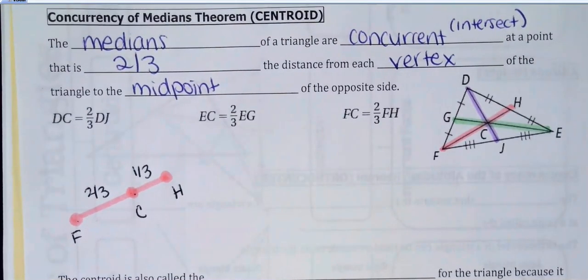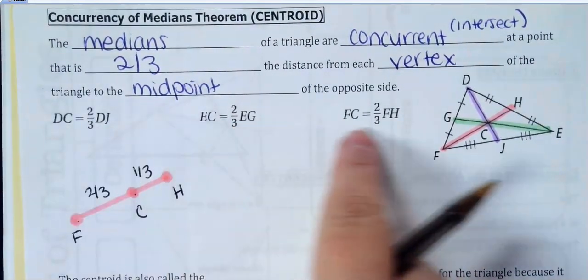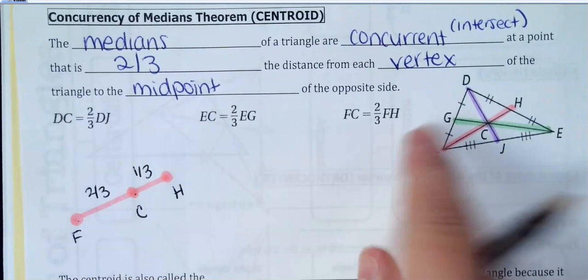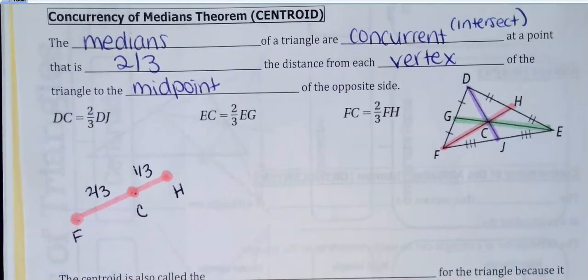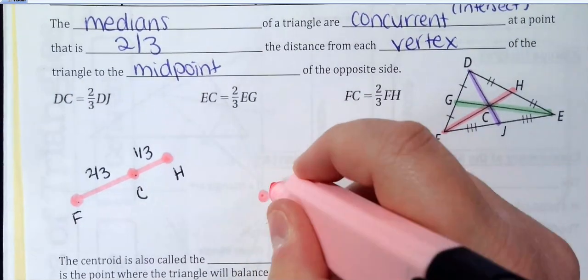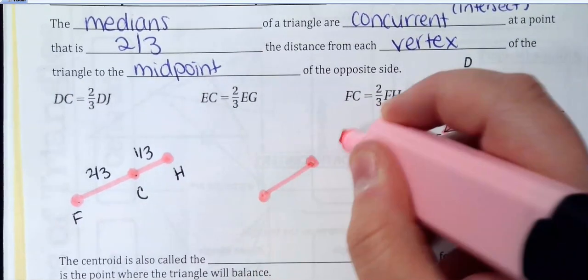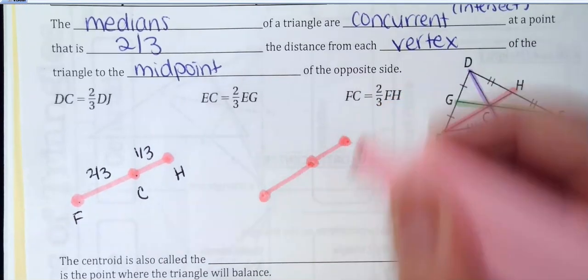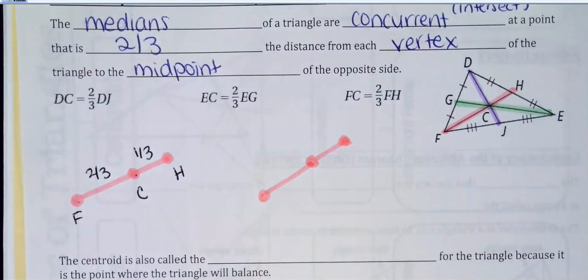And that's just what each of these little formulas say. Now, I'm going to show you a little bit easier way to do this, because I think it makes the problem easier for people. So I'm going to recreate that again real quick: a little bit longer line from F to C and a little bit shorter from C to H.